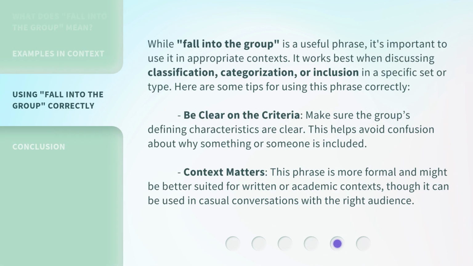While fall into the group is a useful phrase, it's important to use it in appropriate contexts. It works best when discussing classification, categorization, or inclusion in a specific set or type. Here are some tips for using this phrase correctly. Be clear on the criteria. Make sure the group's defining characteristics are clear. This helps avoid confusion about why something or someone is included.